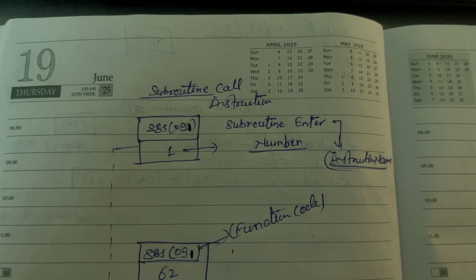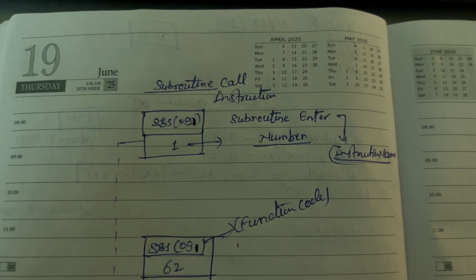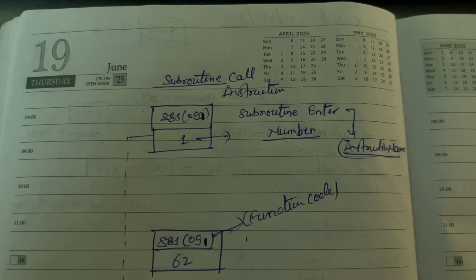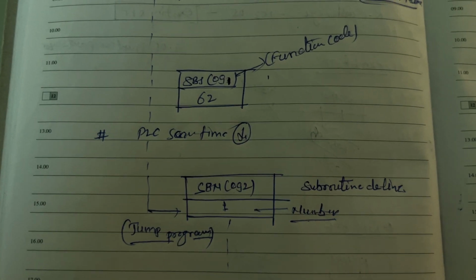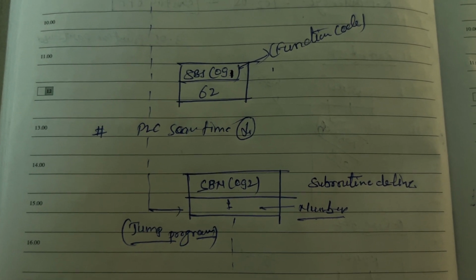This is the subordinate call instruction. The SBS 091 is the defined function, and SBN and RET define the subordinate entry and its numbers and return, the PLC scan times, and how we can use them and what the impact is on the PLC.